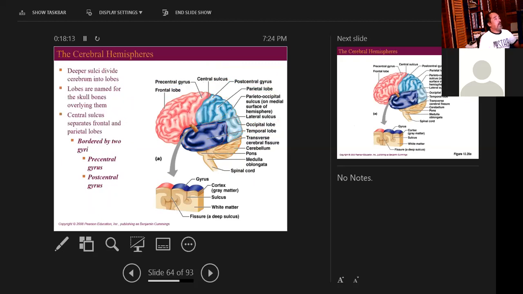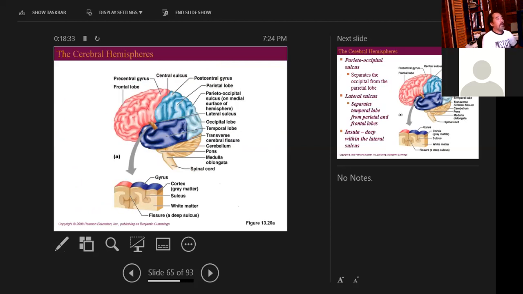So we're going to be looking now. I gave you the lobes, okay? And I gave you the precentral gyrus and the postcentral gyrus. So that's very significant in identifying what they are for. Precentral is motor. Postcentral is your sensory, okay?